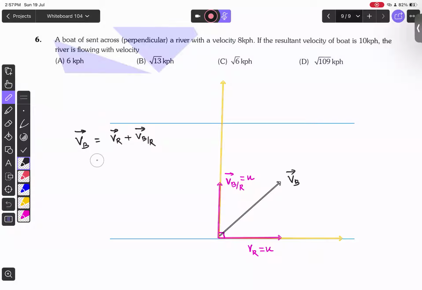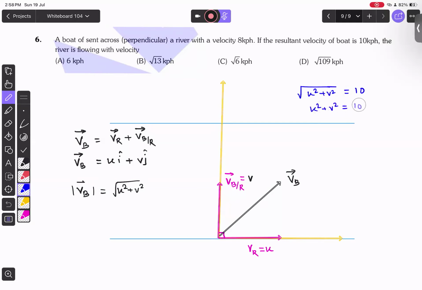What is VR? It is U i cap. What is VBR? That is V j cap. So the VB vector has two components, U and V. So what is the VB vector length? Root over U square plus V square. So easy question only. We are told that root over U square plus V square is equal to 10. So U square plus V square is equal to 100.